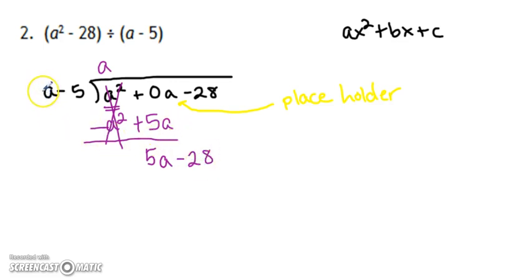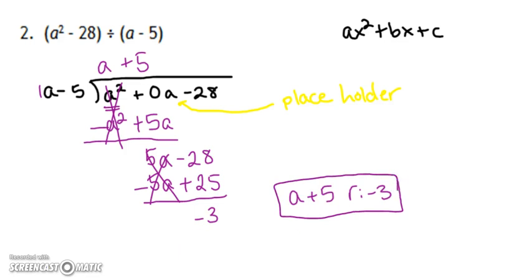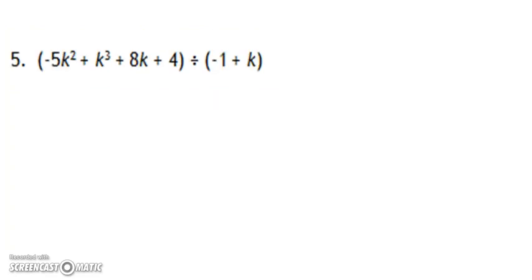Now to make this a, which has a 1 in front of it, 5a, I would multiply by 5, right? So that would get me 5a minus 25. I was thinking plus because I know it's going to switch signs. Okay, so that's going to leave me with negative 3. So it looks like I have a plus 5 as my answer with a remainder of negative 3. All right?